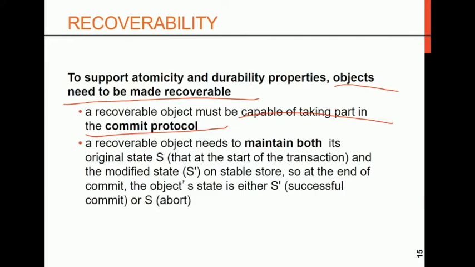What happens is that a recoverable object, when it decides it's going to take part in a transaction, basically becomes a transaction object, and it needs to maintain two states. It needs to maintain both its original state S, and it needs to record the modified state of S also on stable storage. At the end of the commit protocol, the object state is either the modified S if the overall transaction is successful, or if they have to abort for some reason, then you go back to the original state of the system.